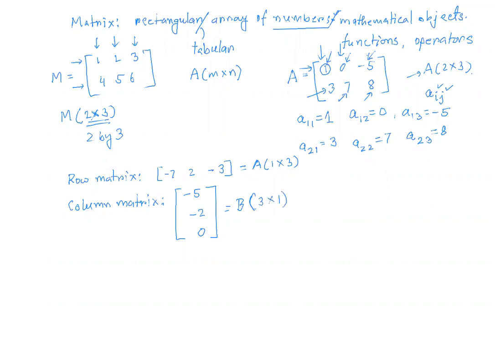In general, a row matrix has this structure. Let's call it a row matrix A. It's going to have 1 row and some number of columns, N. And a column matrix, let's call it B, will have M rows and 1 column. So these are the characteristics. A row matrix has one row, but as many columns as you want. A column matrix has one column, but as many rows as you want.